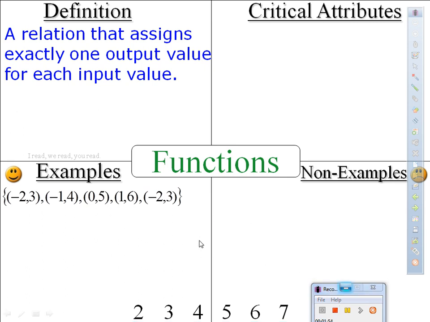y equals 2x plus 1. The next example, y equals x squared plus 1. And the last example, y equals x cubed plus 2.